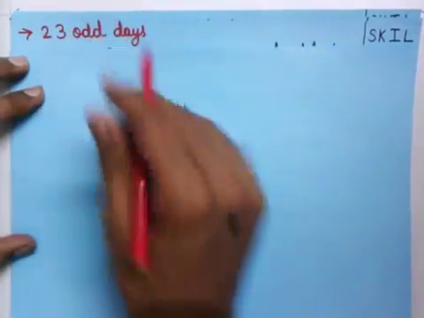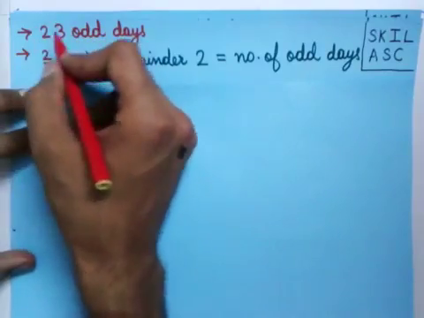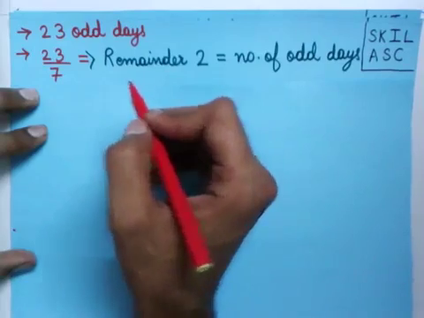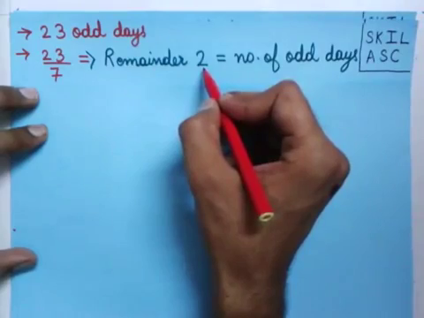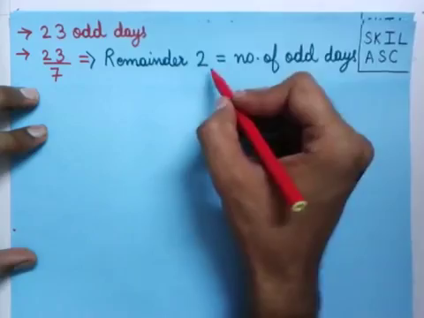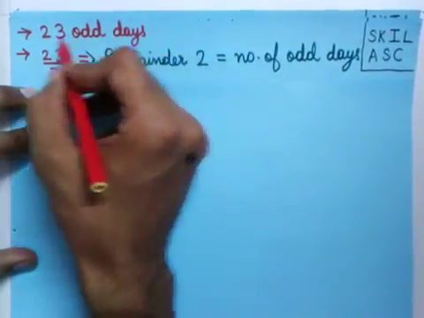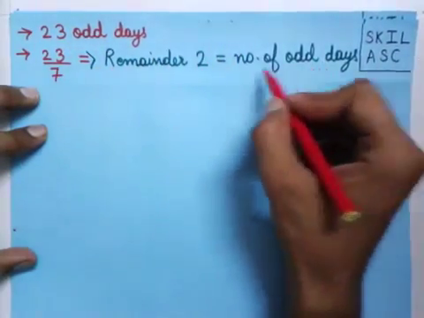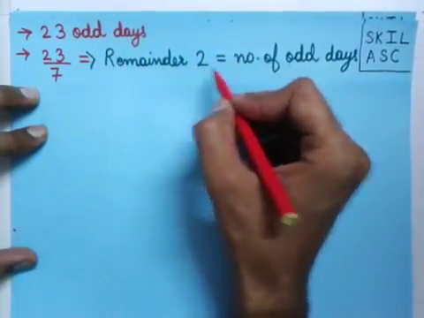So we divide it by 7 so that the weeks which are in these 23 days will cancel out and the remaining days will be the number of odd days. So if we divide 23 by 7, then the remainder will be 2, and this is the number of odd days. So 23 is not the correct value of odd days. 2 is the correct value. So instead of saying 23 odd days, we will say 2 odd days.